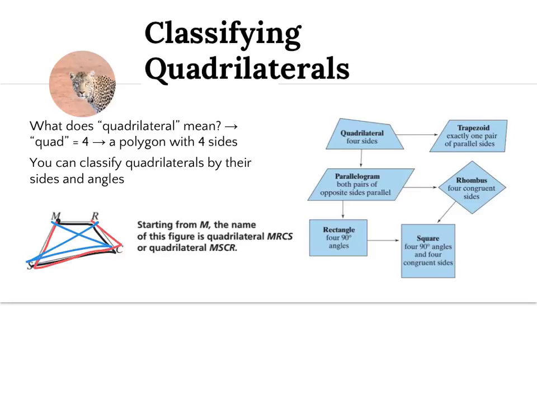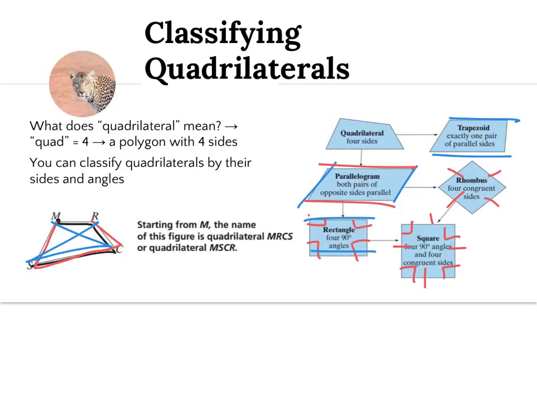Now looking at a few of the different types of quadrilaterals, we have a trapezoid, which has one pair of parallel sides. And then we have a parallelogram with both opposite sides being parallel. We have a rhombus with 4 congruent sides. A square with 4 right angles and 4 congruent sides. And we also have a rectangle with 4 90-degree angles and 2 pairs of parallel sides.